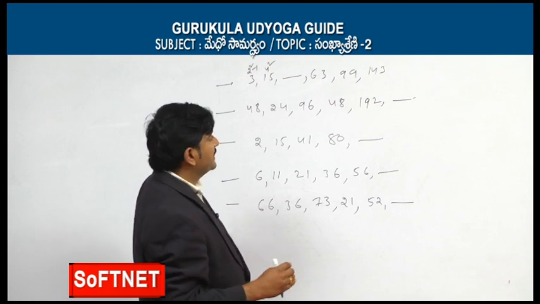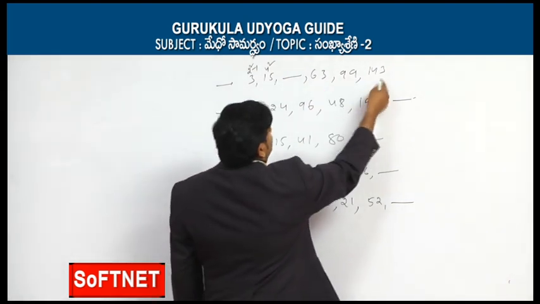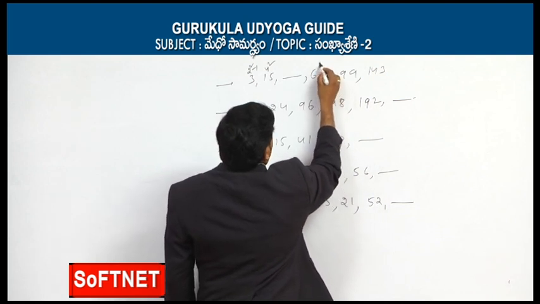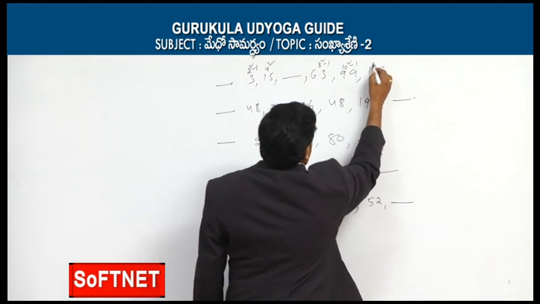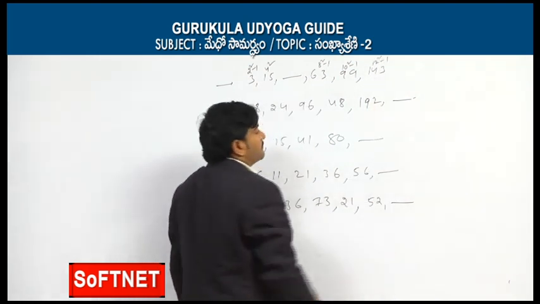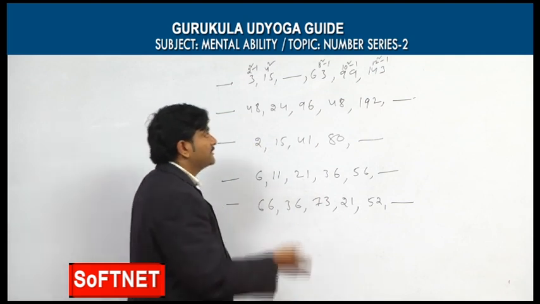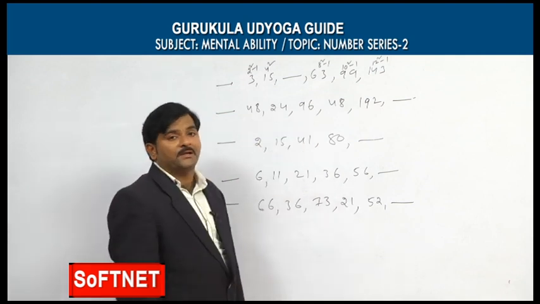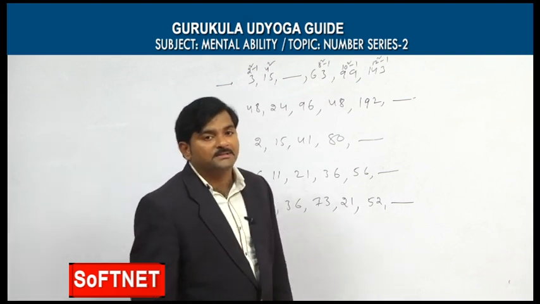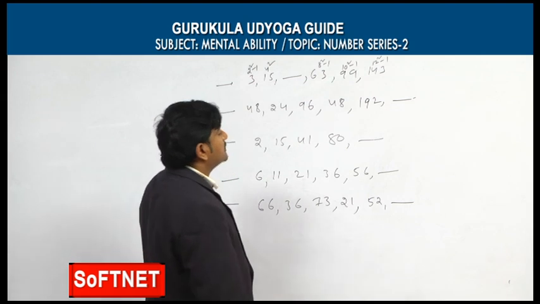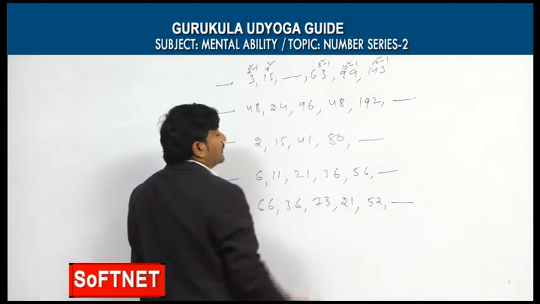4 square minus 1 means he is taking only even numbers, or if you take these two numbers you will get the idea. 63 means 8 square minus 1, this is 10 square minus 1, this is 12 square minus 1. So 8 square minus 1, 10 square minus 1, 12 square minus 1. What does it mean? He is taking only even numbers, squaring the even number and subtracting 1. That is the concept involved in this problem. To get the required number, what will you do?